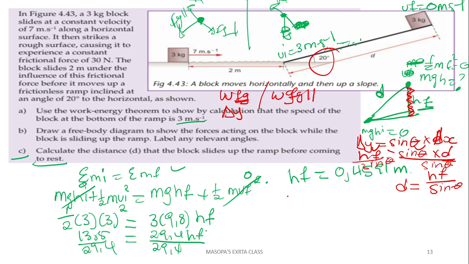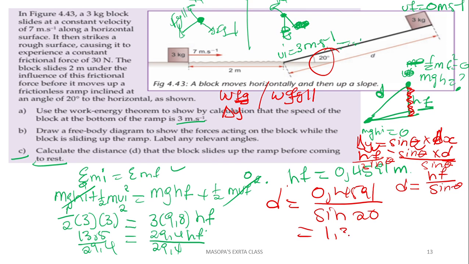Okay, so let's look for that. So d is equal to, substitute there, 0.4591 divided by the sine of 20. Then how much is your answer there? It is 1.34 meters. So therefore we found the delta x, which is the letter d, the distance that the block slides up the ramp before it comes to rest.